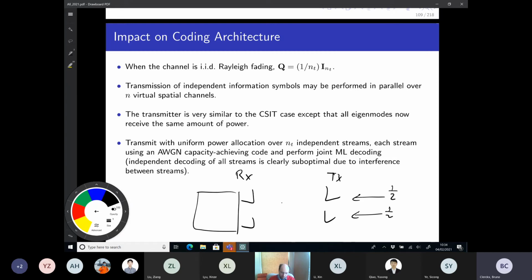And at the receiver, I cannot decouple those 2 streams, so they will go through the MIMO channel. And what I do at the receiver is use joint decoding. So here I have a receiver that performs joint decoding, right? Joint decoding, for instance, is maximum likelihood decoding. We'll see how we do that later on.